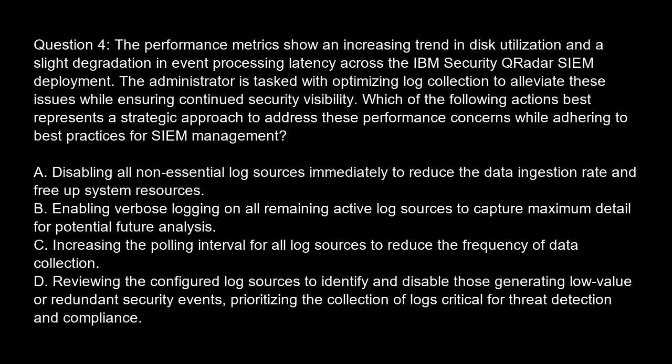Disabling all non-essential log sources immediately to reduce the data ingestion rate and free up system resources. Option B. Enabling verbose logging on all remaining active log sources to capture maximum detail for potential future analysis. Option C. Increasing the polling interval for all log sources to reduce the frequency of data collection. Option D. Reviewing the configured log sources to identify and disable those generating low-value or redundant security events, prioritizing the collection of logs critical for threat detection and compliance.